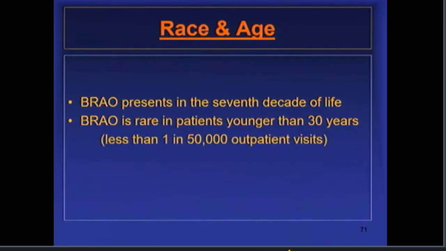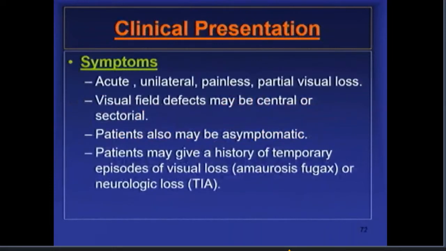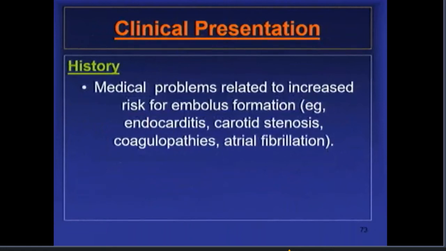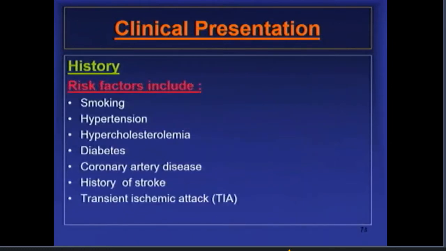50,000 outpatient visits. Symptoms are usually acute, unilateral, painless, with partial visual loss, and might be recognized by visual field defects. The patient may also be asymptomatic when it is not affecting the posterior pole, and may give a history of temporary episodes of visual loss as transient ischemic attacks. Medical problems related to increased risk of emboli formation, like endocarditis, carotid stenosis, coagulopathies, and atrial fibrillation, are important to look for in this patient.